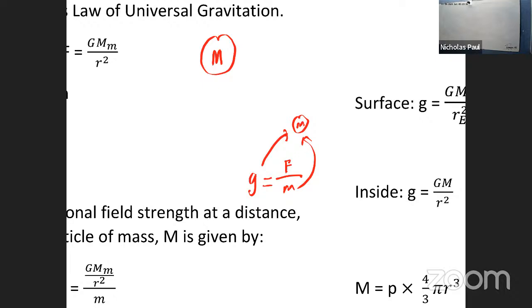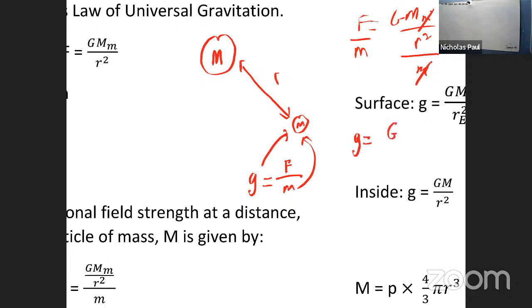If you have the separation between them and the mass of the original object, the larger object, we know that F is equal to G M small m on r squared. If I divide F by small m, what happens to the m's? Small m cancels, so we end up with gravitational field strength being equal to the gravitational constant times the mass of the larger object divided by the separation squared.